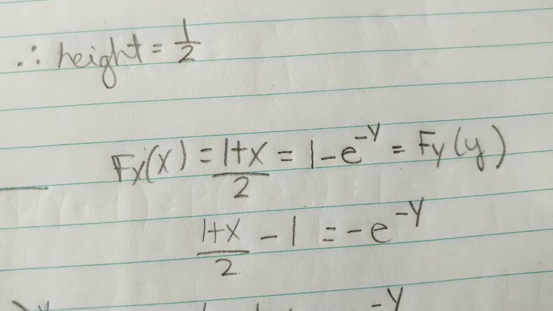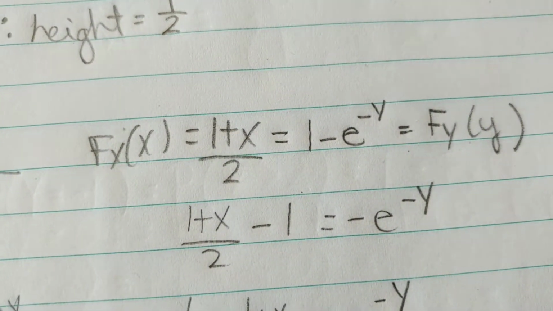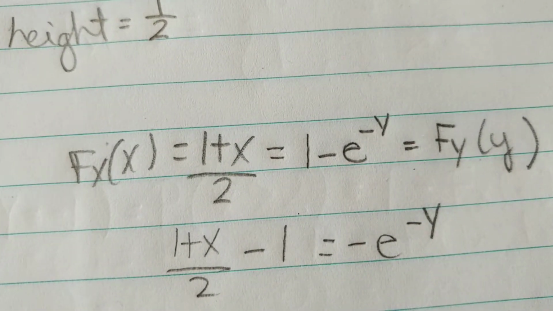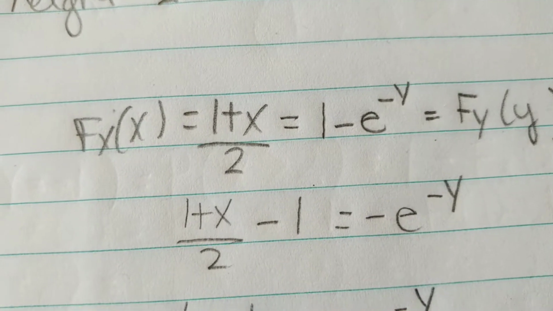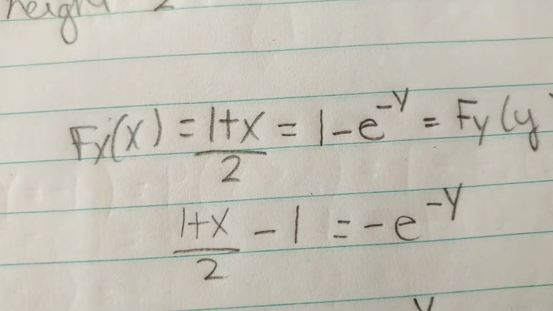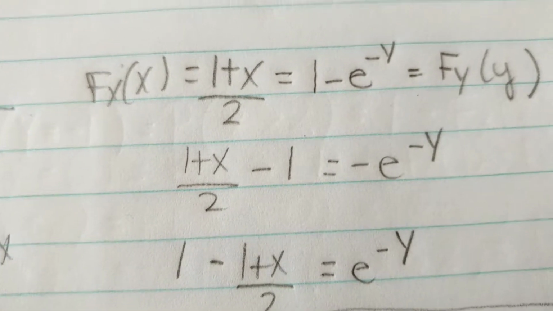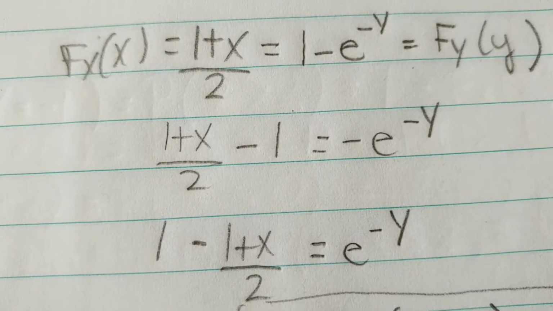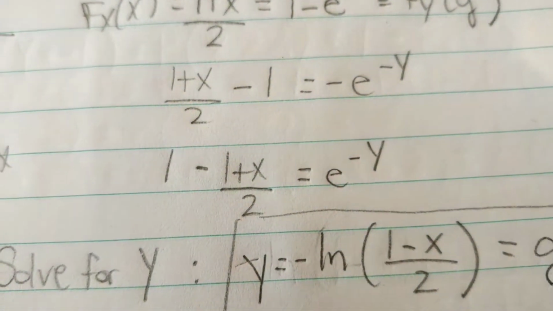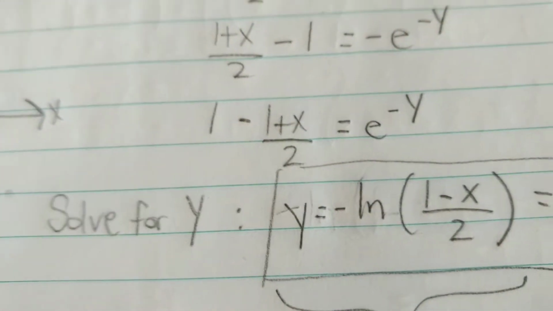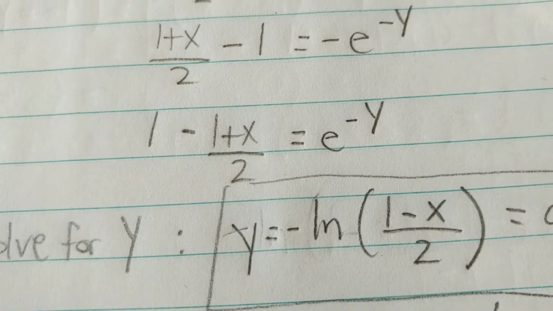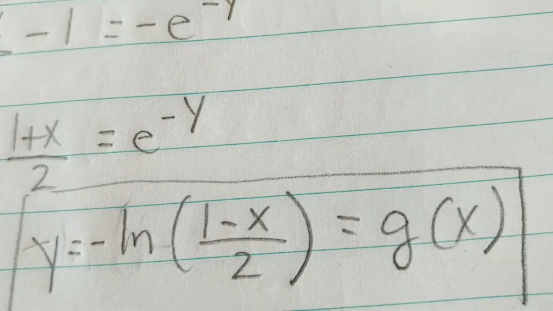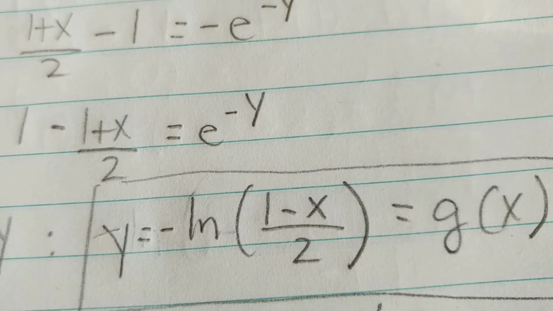So we have 1 plus x over 2 minus 1. If we're basically trying to isolate for y, right, because we said that y was equal to g of x. So 1 plus x over 2 minus 1 is equal to negative e to the negative y. And then if we divide by -1, we have 1 minus 1 plus x over 2 is equal to e to the negative y. We take the ln of both sides, and we solve for y. You essentially end up with y is equal to negative ln of 1 minus x over 2, and that's g of x. So that's basically the problem solved right there.